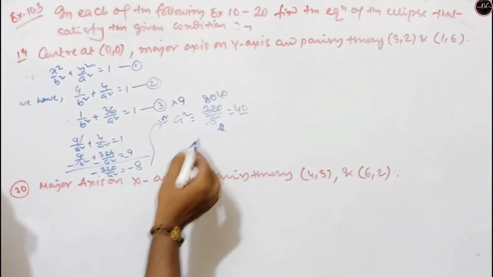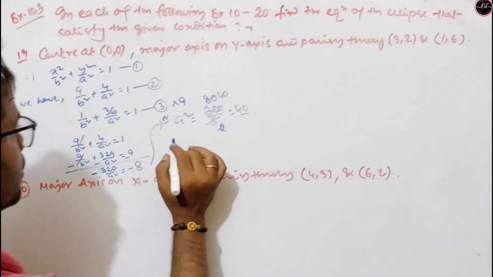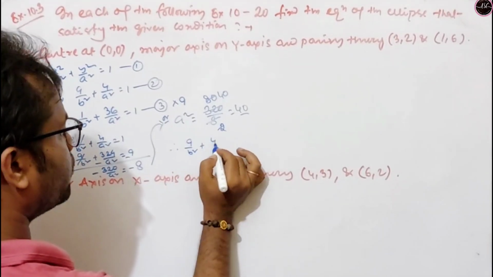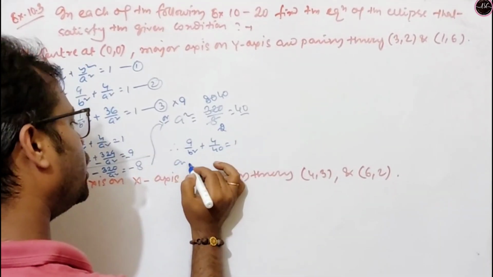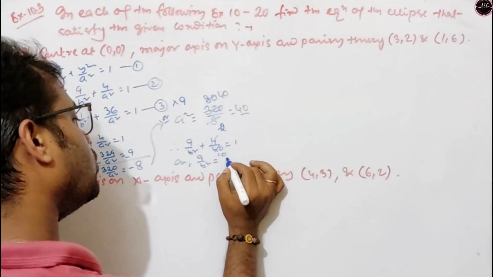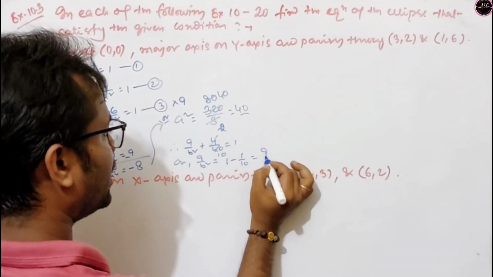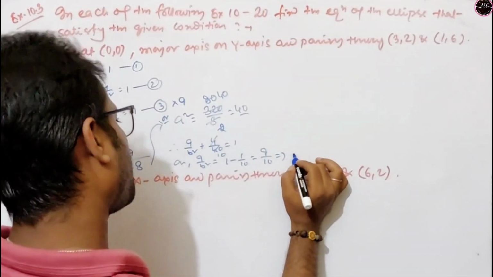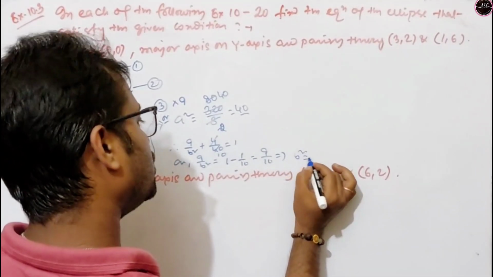Okay, so just put the value of a square in equation 2. So we have 9 by b square plus 4 by 40 equal to 1, or 9 by b square equal to 1 minus 1 by 10, that means 9 by 10. So if we write this, b square equal to 10.